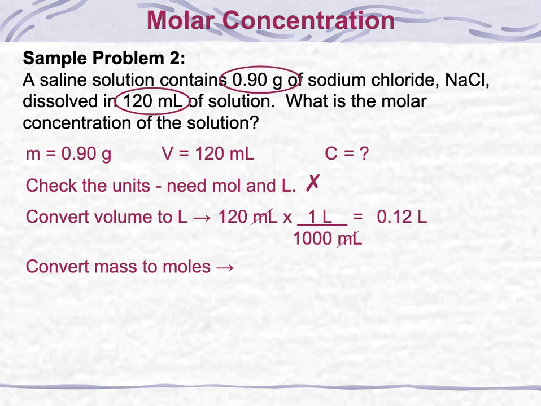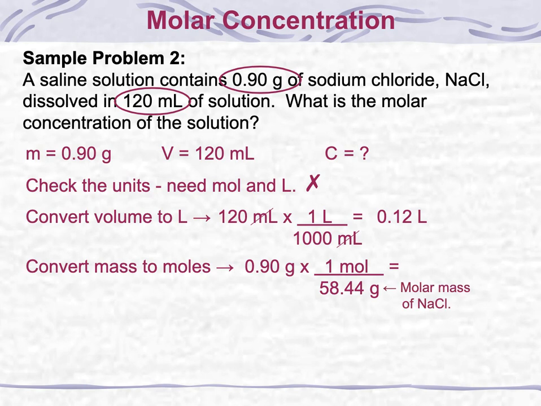Now hopefully you remember how to convert from mass to moles, right? We're going to use the molar mass of sodium chloride as a conversion factor. So we're going to divide by 58.44 grams, the molar mass of NaCl, and we get that the number of moles in 0.90 grams is 0.0154. So remember, this isn't your final answer, so you don't want to round too much, and when you do round, you want to make sure that you're rounding correctly.